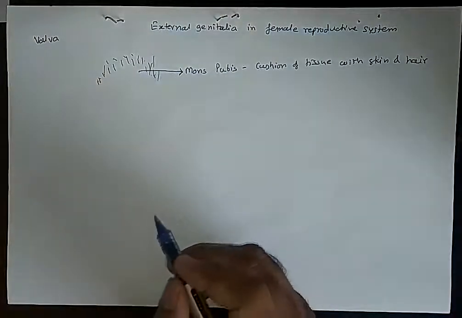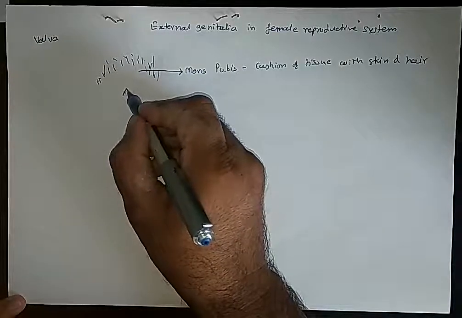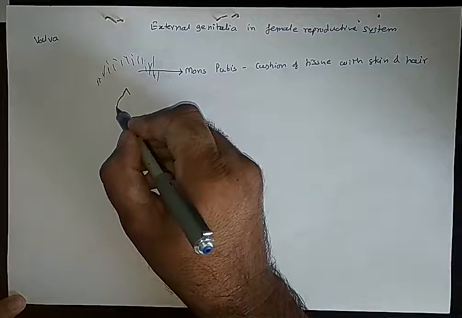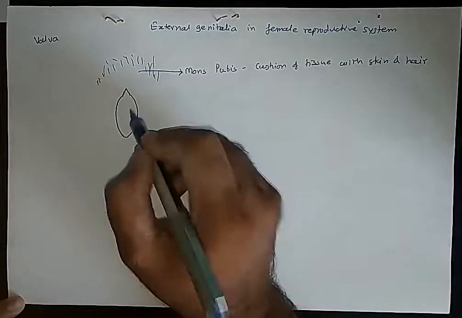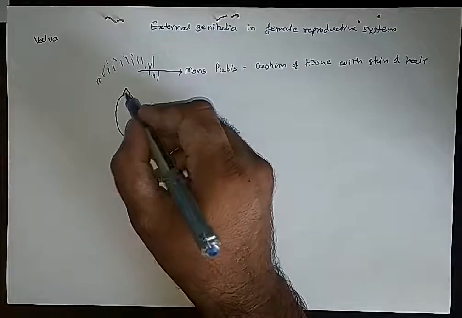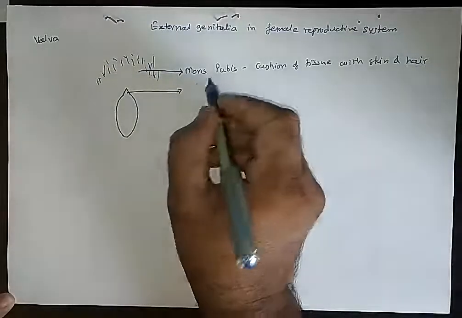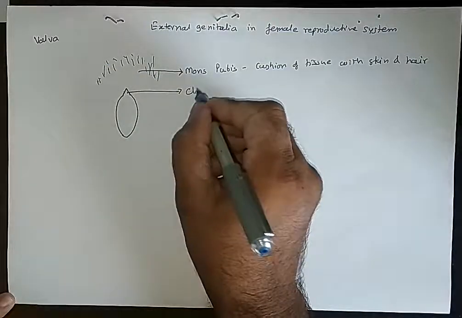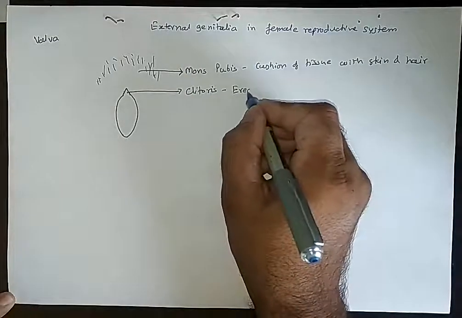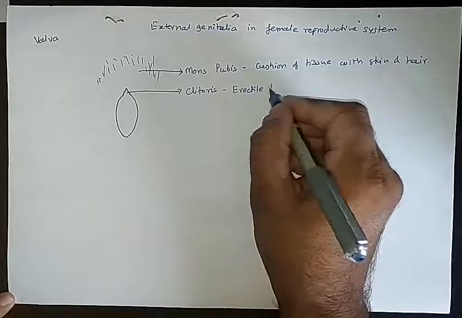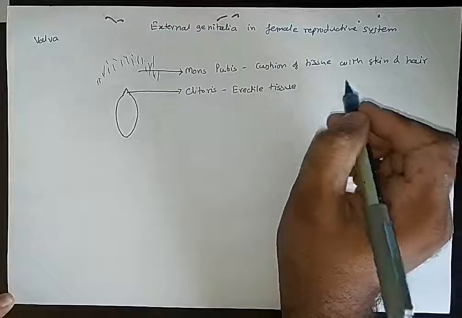Below the mons pubis there is the vulva. On the top of the vulva, there is one erectile tissue that is called the clitoris. It is an erectile tissue, and this tissue is equivalent or homologous to the male penis.